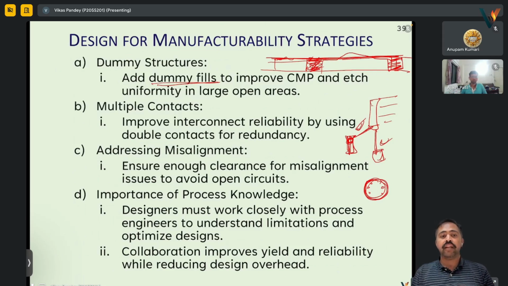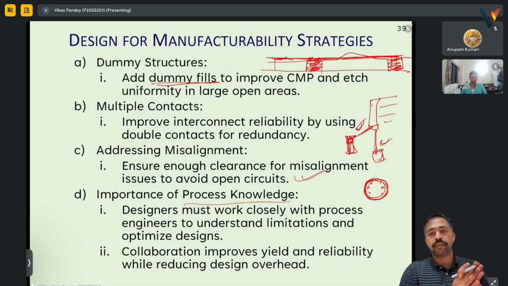And we have to ensure there is less misalignment. If there is misalignment, we must understand properly what the systematic error is, and we have to compensate for that. And then the designer should have process knowledge. It is very common in these designs that the circuit you expect is made by someone who is totally unaware of the fabrication processes.